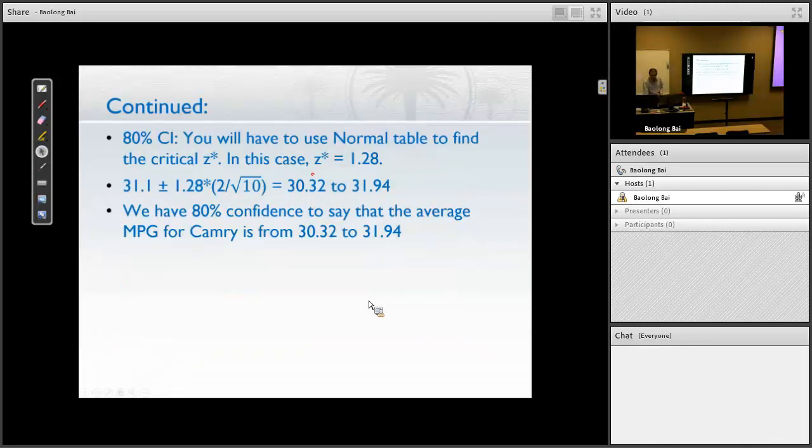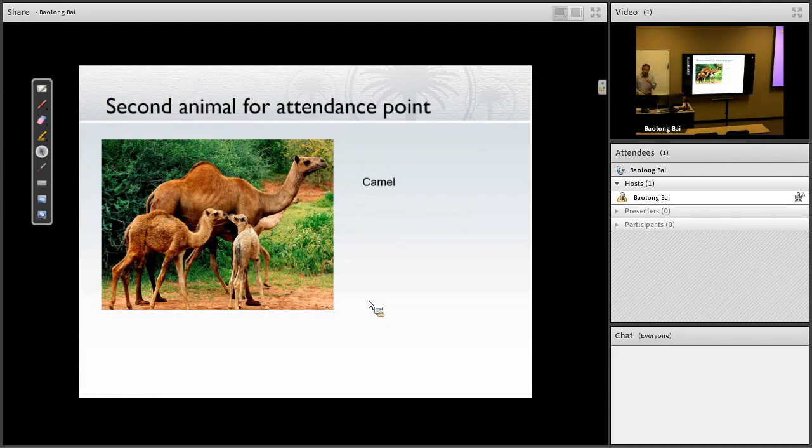So this is 80% already did in the board, the same process. Right, then this is the second animal for our attendance points, and apparently this is a camel. Okay.